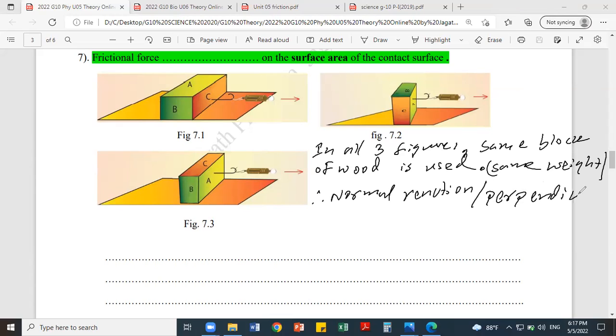R. Perpendicular reaction does not affect the friction. Please write that, because these are the questions they could ask in the exam.